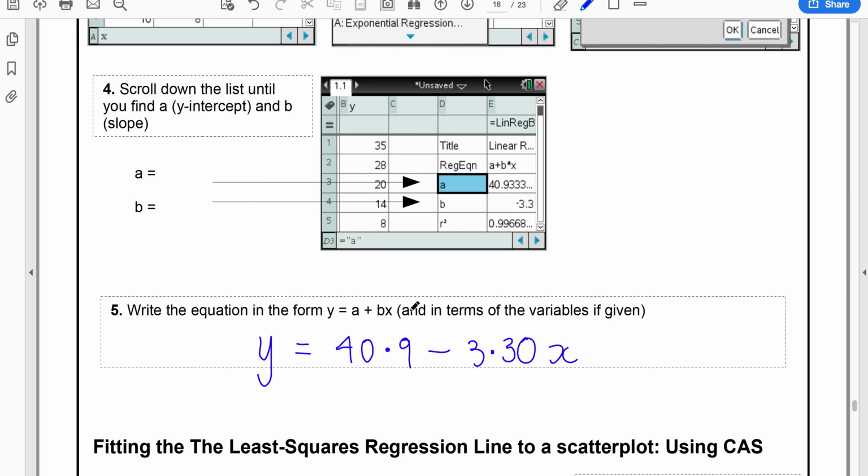And then it's X. Notice it says in terms of the variables given. So if the RV label is not Y, use its proper label. So if this was the number of hot chocolates and this was temperature, you should write number of hot chocolates equals something times temperature. So you have to use the right labels. Don't use Y and X unless you were given Y and X, as we were in this case. So just over here, 40.9 and 3.30.